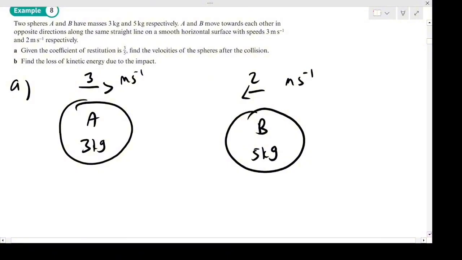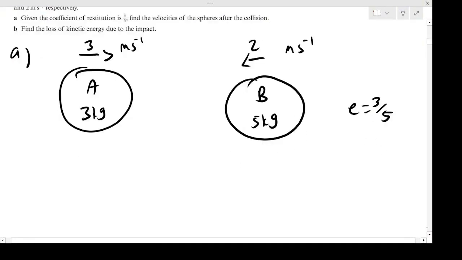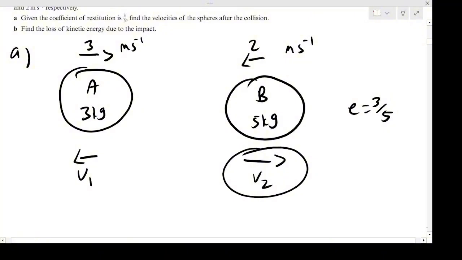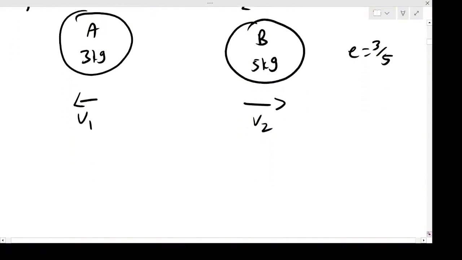And we're also told that e, my coefficient of restitution, is 3/5. And that's all we're told. So it says to find the velocities after the collision. Let's say firstly for B, it's going to move here. I'm going to call that V2. And then A is going to go the other way, V1. As a good rule of thumb, you want to assume the second particle is going to move to the right, because pretty much never is it going to move to the left.